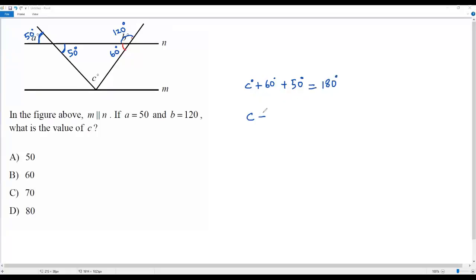Okay, we can write C, and when I combine the 60 and 50, it will be 110. And we have 180 on the right side. So to solve for C, I have to get rid of this plus 110. So for that, I have to subtract 110 from both sides. So when I do so, plus 110 and minus 110 will cancel out. So 180 minus 110 will become 70. So the value of C is 70. The correct answer choice for this question is option C.